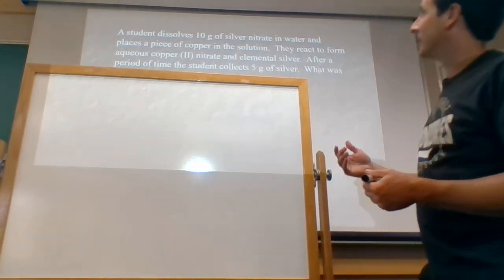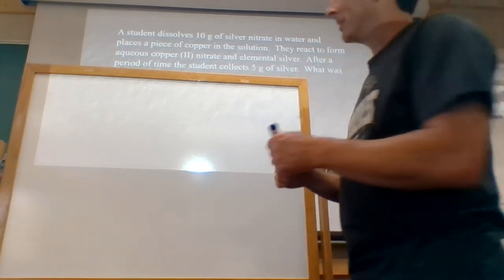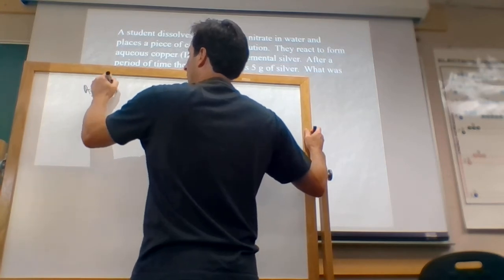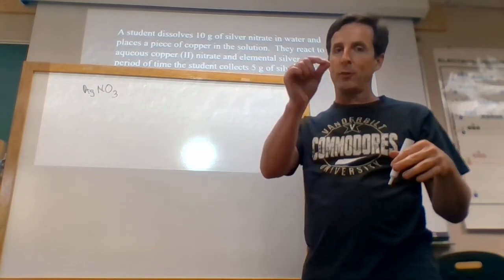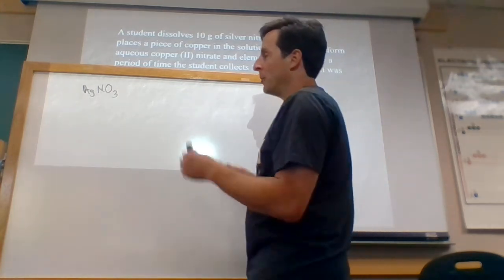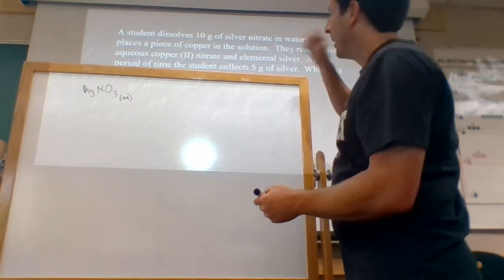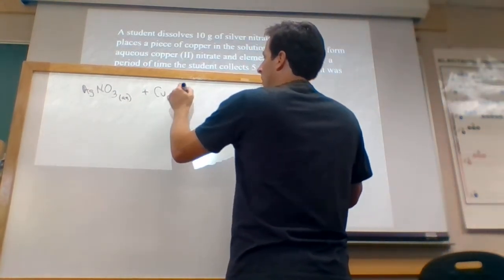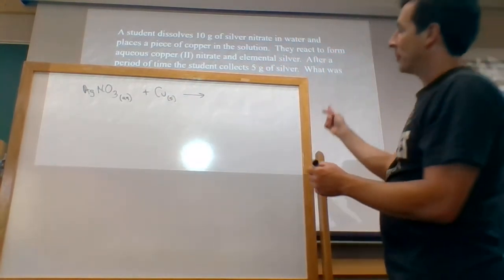So I have to go to read this and say, okay, student dissolves 10 grams of silver nitrate in water. That's not the reaction. So I'm going to have Ag with NO3. I know that silver is always +1. It's a transition metal, but it's one of the ones you have to remember. Silver is +1, nitrate's -1. So that's the formula. You dissolve it in water, so that makes it aqueous. And then you add a piece of copper.